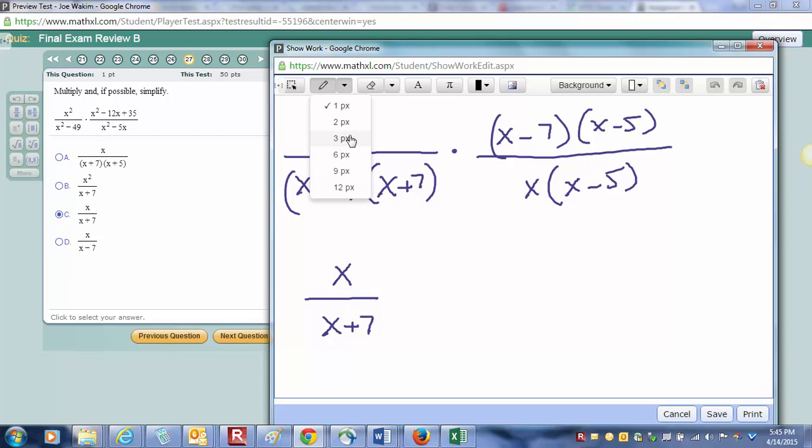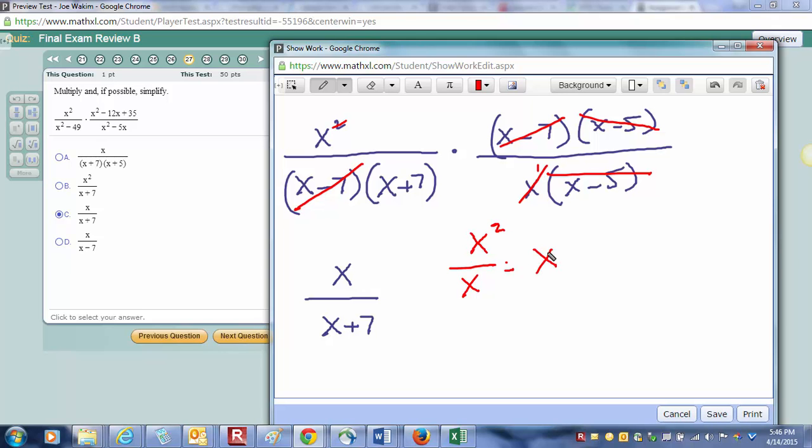So let me try to simplify to end up with a final answer. We have an x minus 7 and an x minus 7, they cancel. We have an x minus 5 and x minus 5. X to the power 1 and x squared: x squared over x is x to the power 2 minus 1, so we have x, and then x plus 7 in the denominator. So the final answer is x over x plus 7.